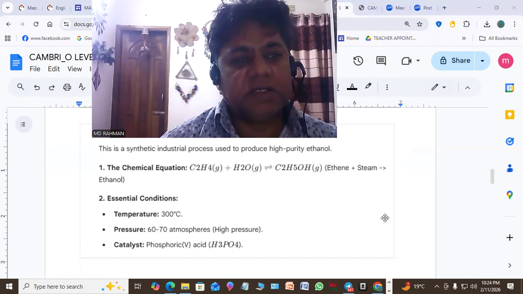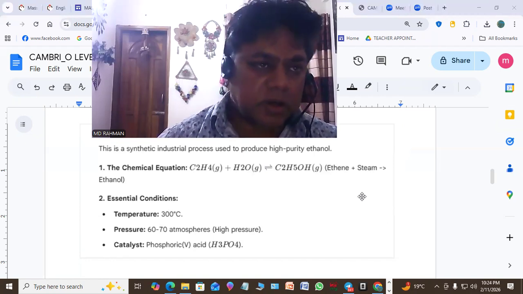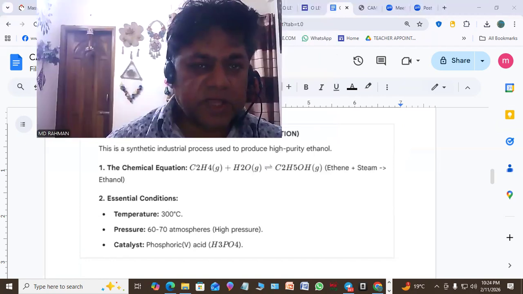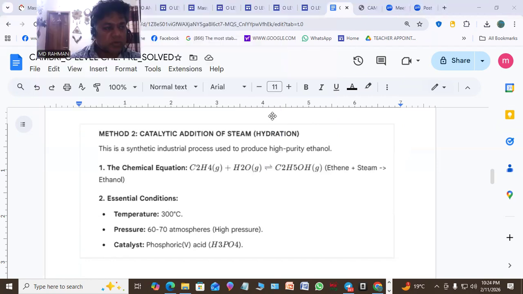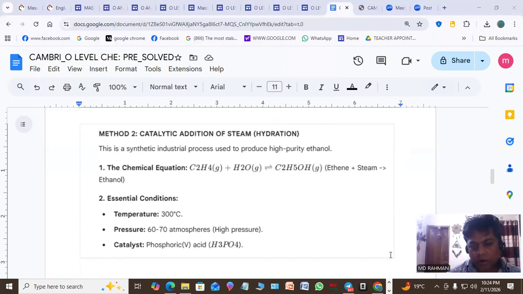This is a synthetic industrial process used to produce high purity ethanol. Industrial process means that the ethanol we are using in our daily life for solving various types of problems is produced in this way. Then the question is what is the meaning of the terminology catalytic addition of steam? It means hydration.